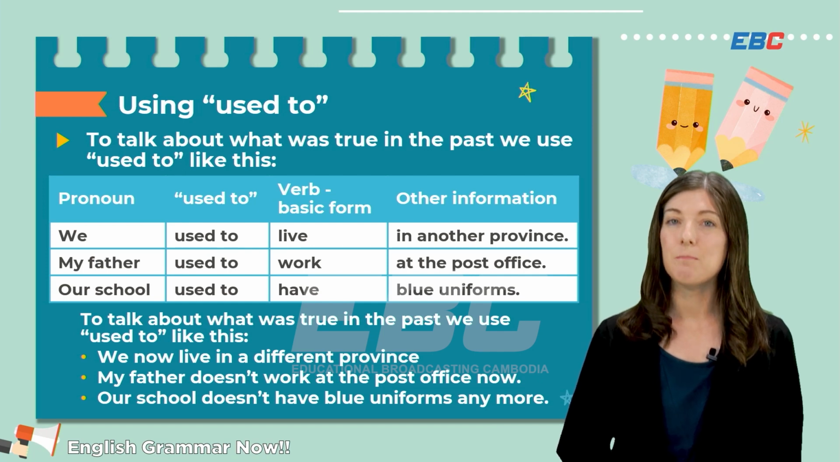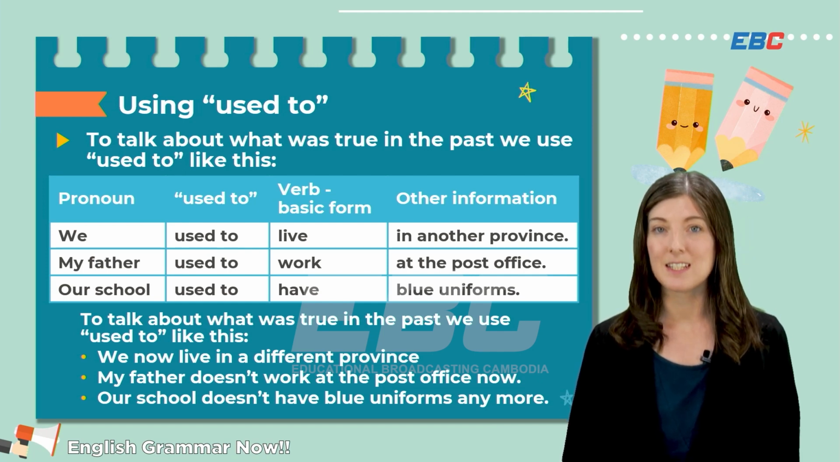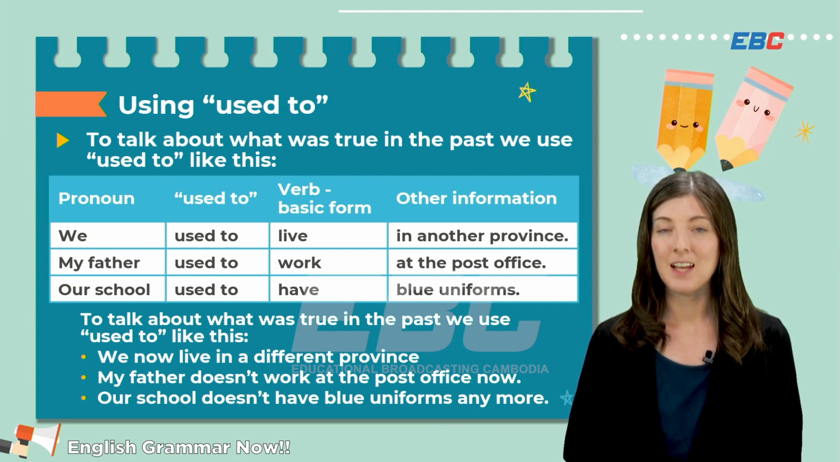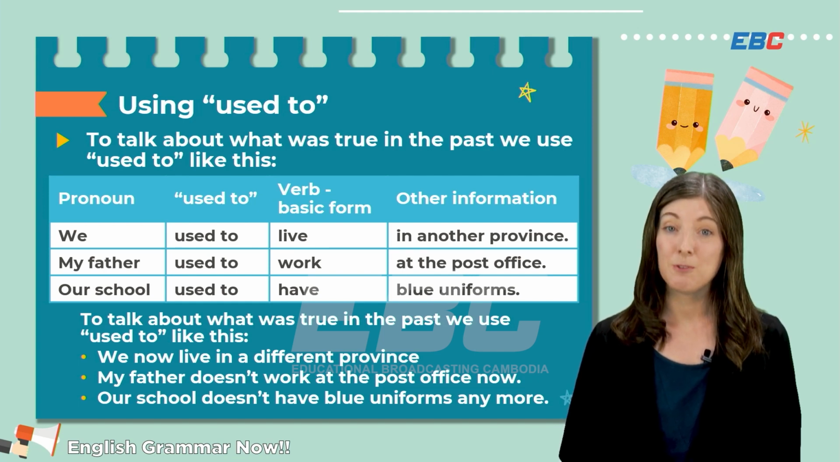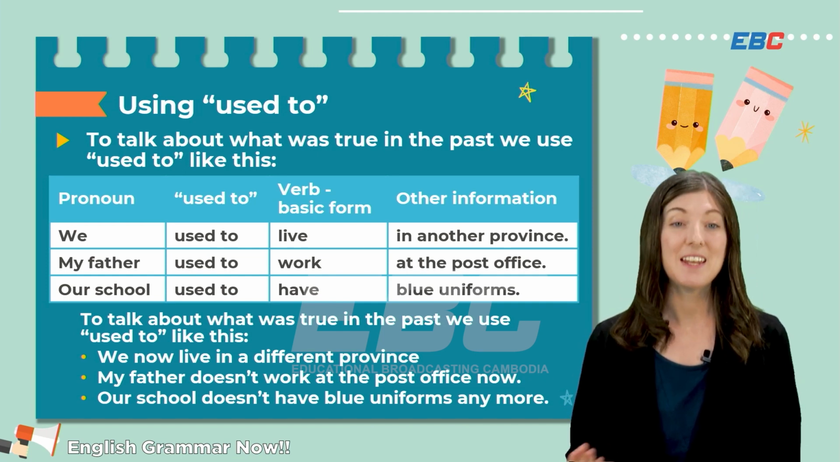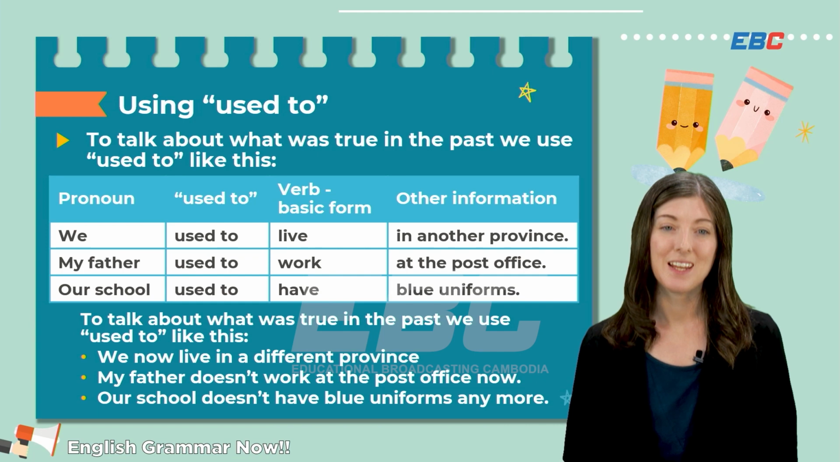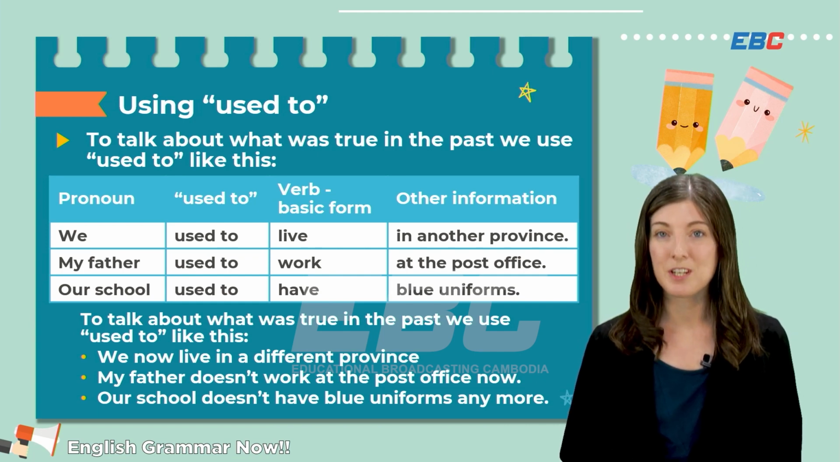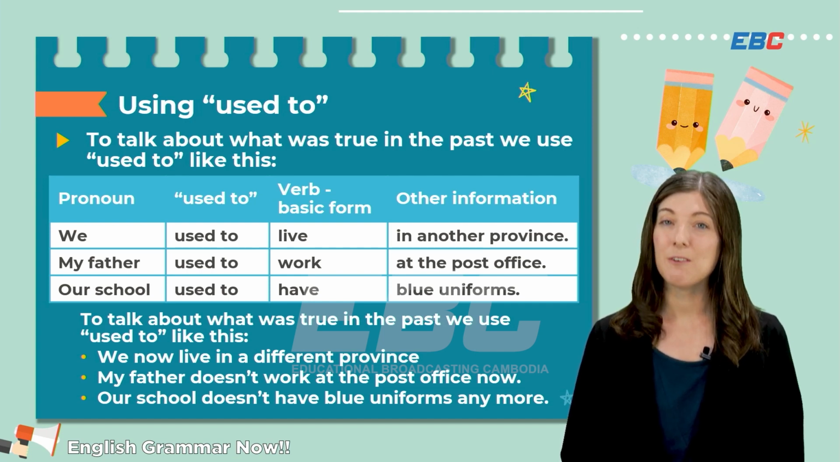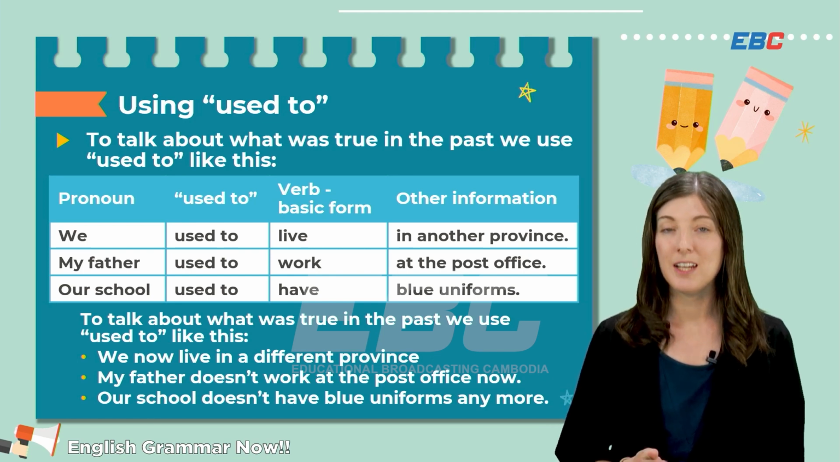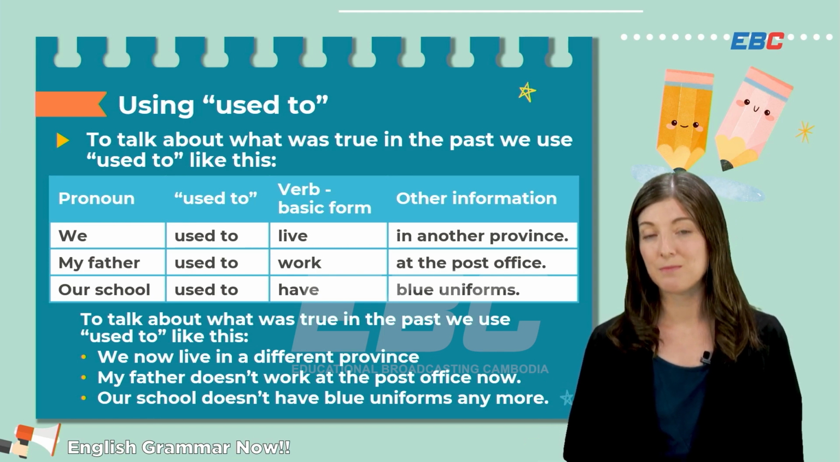Now, we have to remember that the meaning of these sentences is that it is different from what is true now. So, we would understand that we now live in a different province. We used to live in another province. Now we live in a different province. My father doesn't work at the post office now. And our school doesn't have blue uniforms anymore. So whatever we say using used to is different from what is true now.